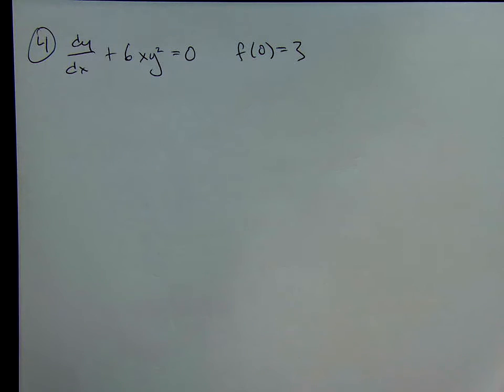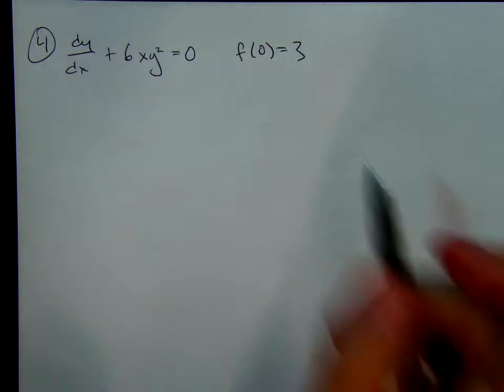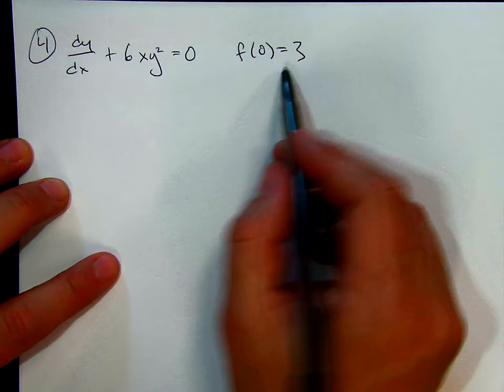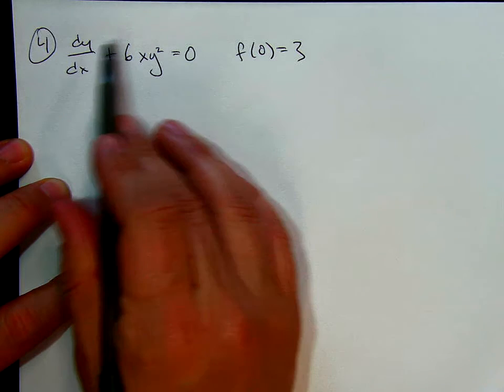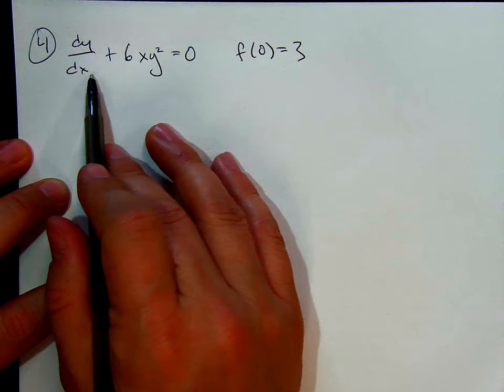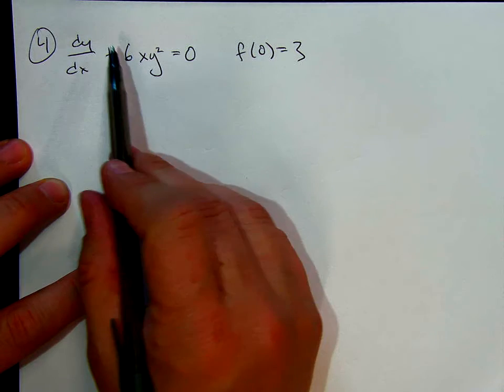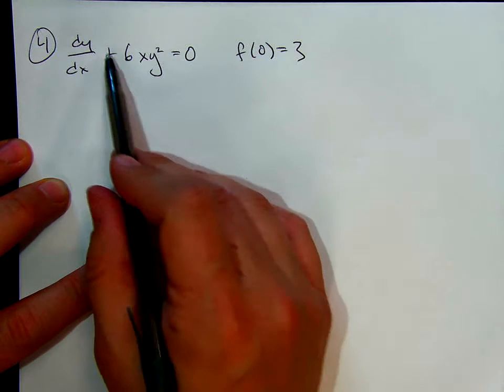All right, number 4 here. It's a little different. It says dy/dx plus 6xy squared equals 0. And then it tells us that f(0) is 3. So obviously there's a little step we're going to have to do here because it looks a little different. We don't have dy/dx equals something. We've got this plus 6xy squared.